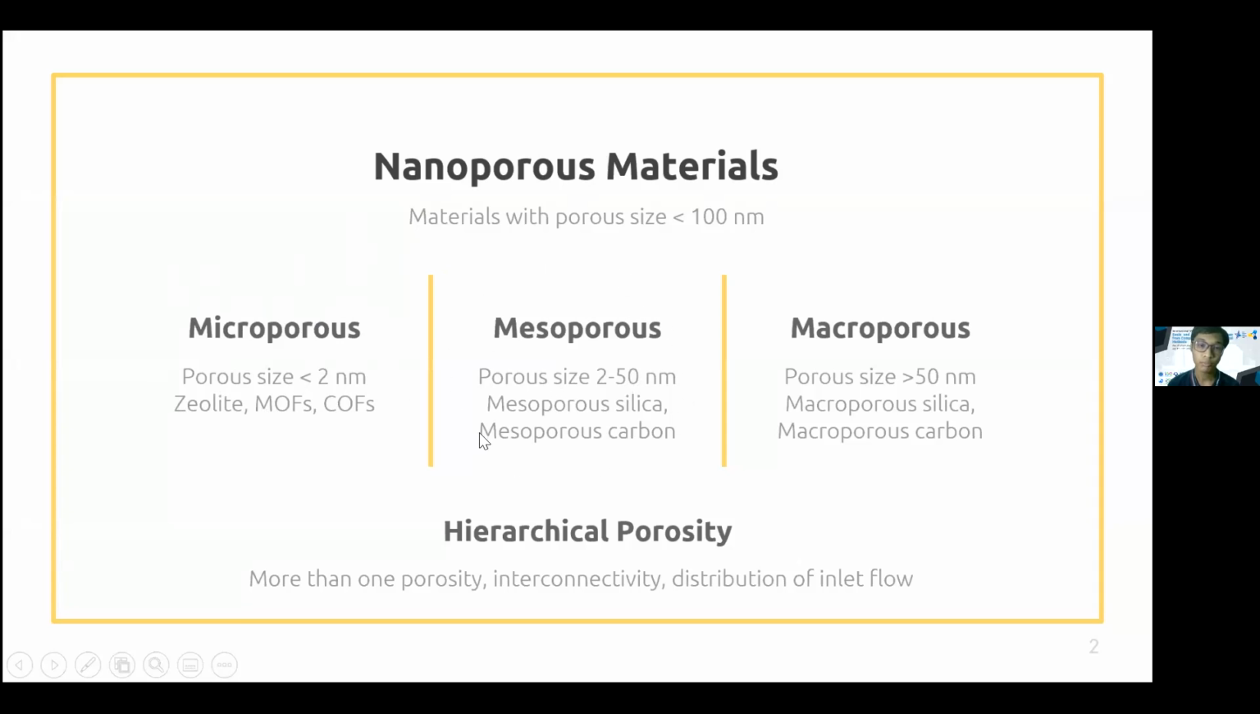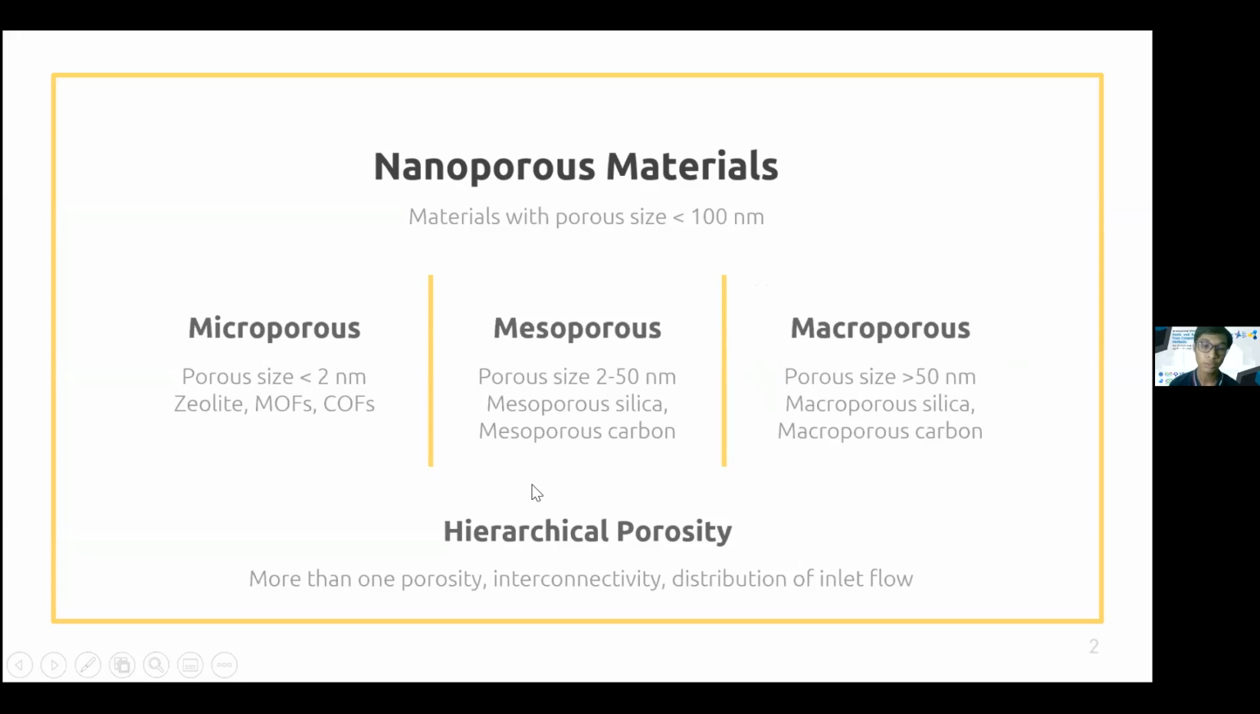Then there is also mesoporous with porous size 2 to 50 nanometers. For example, there's mesoporous silica and mesoporous carbon. And the third one is macroporous with porous size greater than 50 nanometers. For example, macroporous silica and macroporous carbon. You can see here that the material for mesoporous and macroporous, there's also silica and carbon, but the difference is the porous size. So they fall into 2 different categories. I would like to introduce also there's hierarchical porosity.